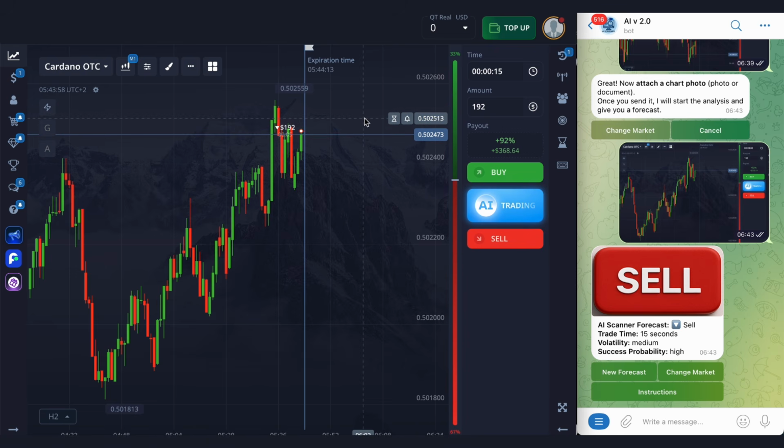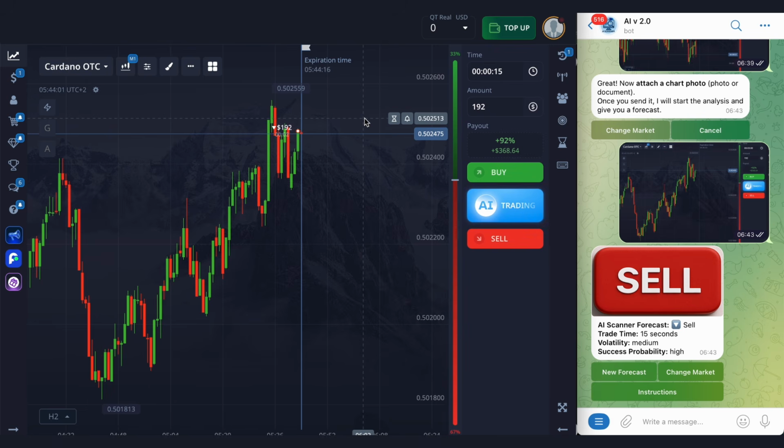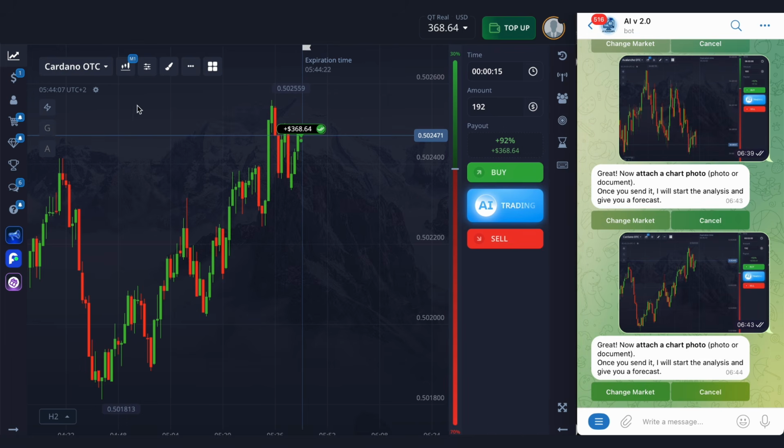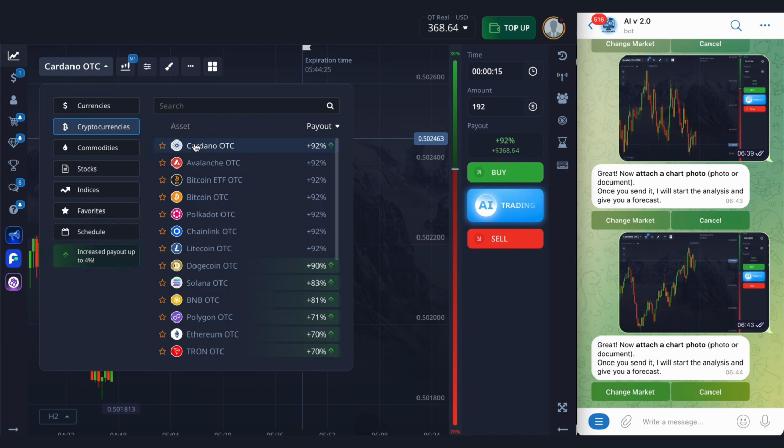On our timer, we have 6 seconds left. 5 seconds, 4, ladies and gentlemen, 3 seconds, 2, 1, and here we go. Nice and smooth. That's a very fast trade, and it was a good catch by our AI screener version 2.0.